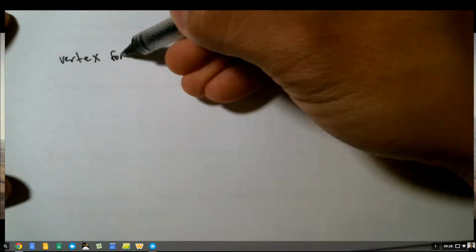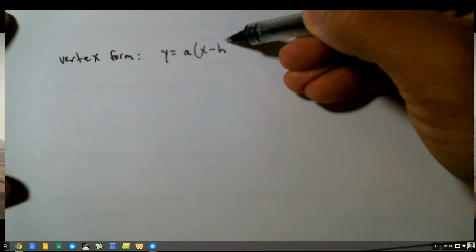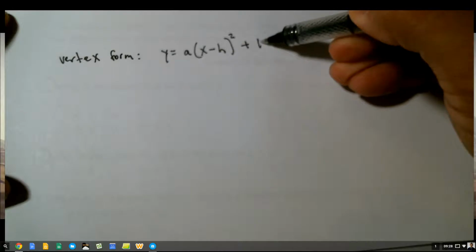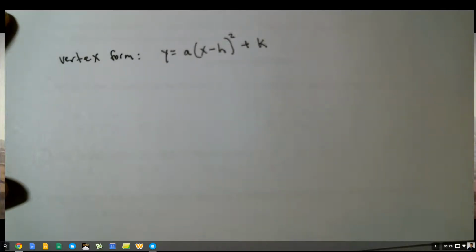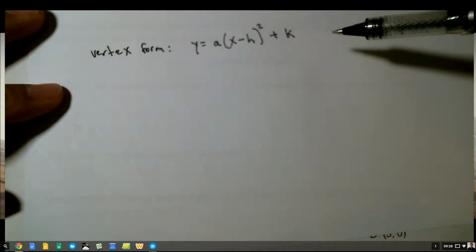Vertex form. So we know the generic equation looks like y equals a times x minus h squared plus k. And why is it called the vertex form again? Because from this equation, you could tell what the vertex of the parabola is. So just a review.